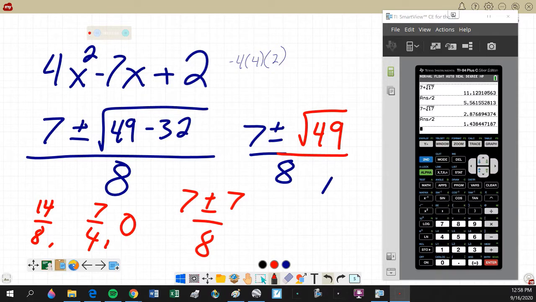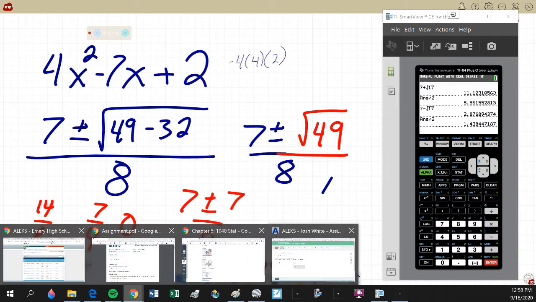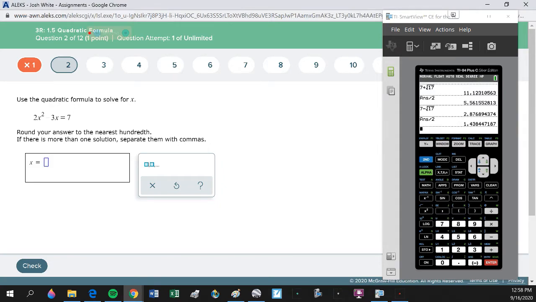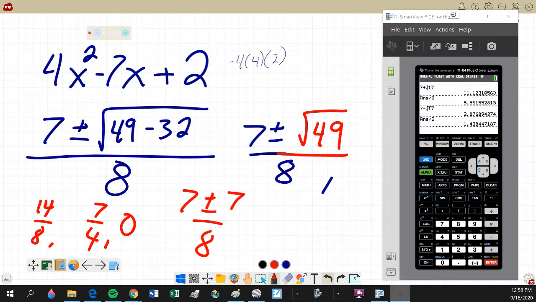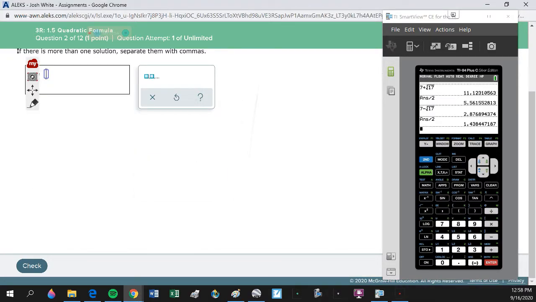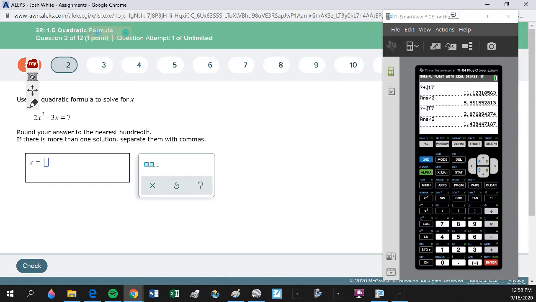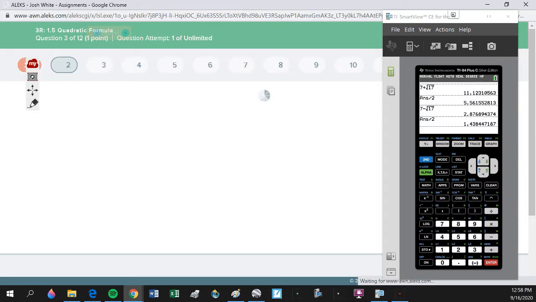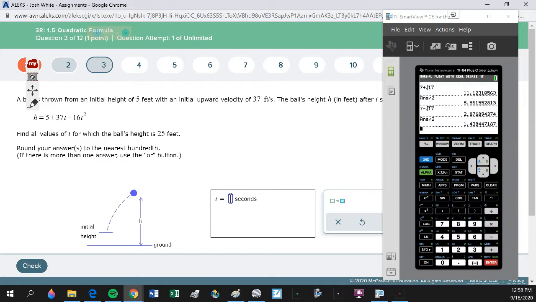Okay? Now there is another problem that's similar in your homework, but the numbers are a lot bigger. Okay. So for these, guess I got to find it. These story problems. All right. So this says a ball is thrown from an initial height of 5 feet with an initial upward velocity of 37 feet per second. The ball's height after t seconds is given by that graph.